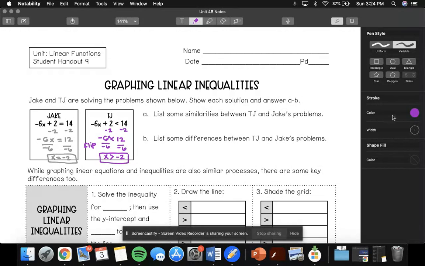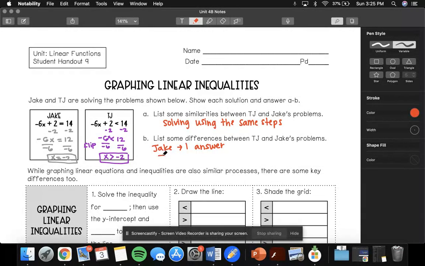Okay. So list some similarities between TJ and Jake's problems. Well, I followed the same steps, solving the same way, using the same steps. Some differences. If I think about Jake's answer, the only answer for Jake is negative 2. So Jake has one answer, which is negative 2.